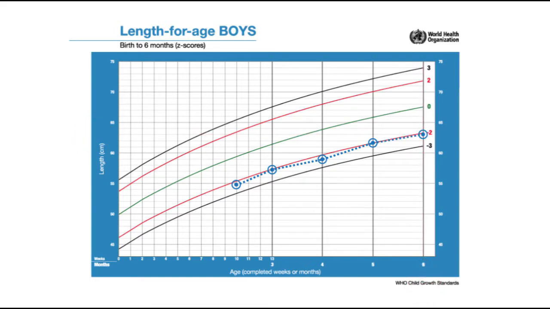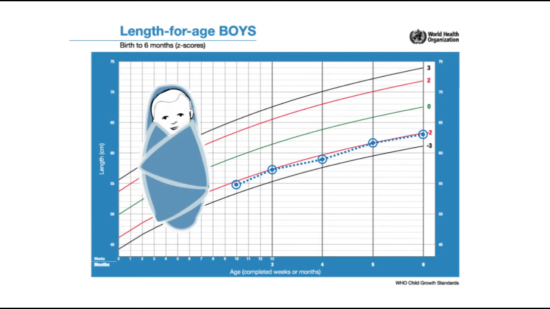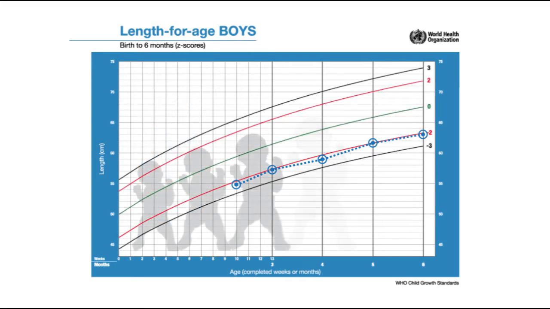Now that we have a series of points, we can look at Sam's growth pattern to assess his growth over time. What do these points tell you about Sam's growth pattern? Sam's length for age has closely tracked around the -2 z-score line for 4 months. This suggests that he's growing consistently and well, and he could be a small or short child by nature.